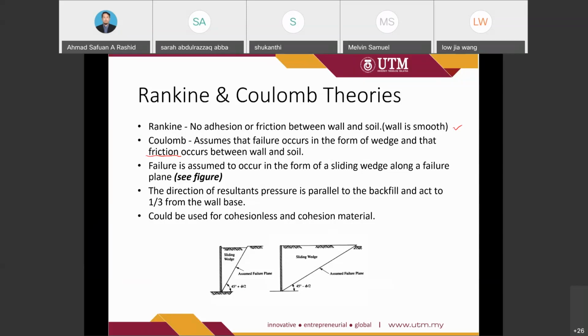This example is a failure for a single layer of soil. Failure is assumed to occur in the form of a sliding wedge along a failure plane. So this is the type of failure, which they assume is under a sliding wedge pattern. And the direction of the resultant pressure is parallel to the backfill and at 1/3 from the wall base. So it can be used for cohesive and cohesionless material. So that is for the Rankine and Coulomb theory.